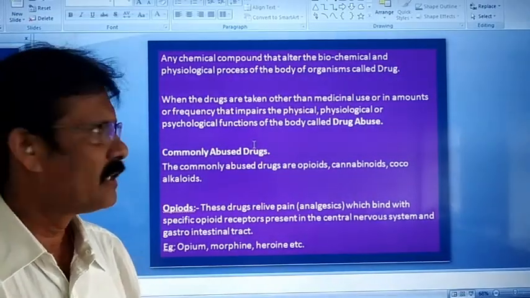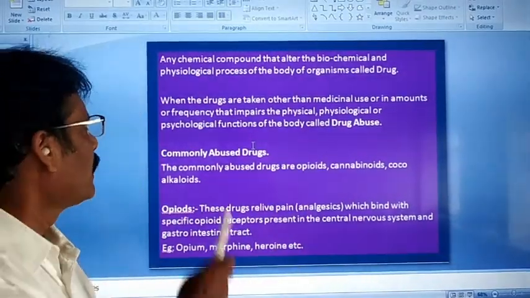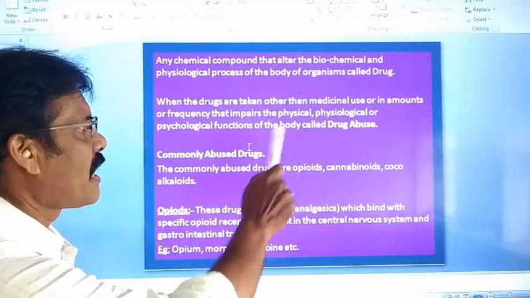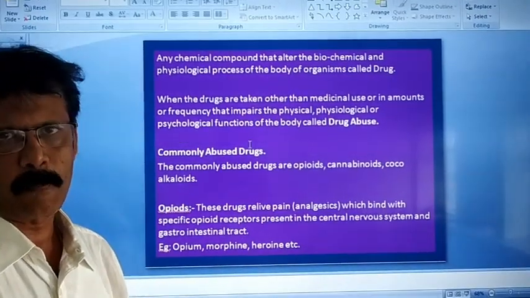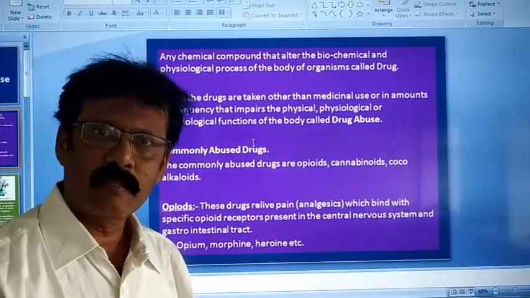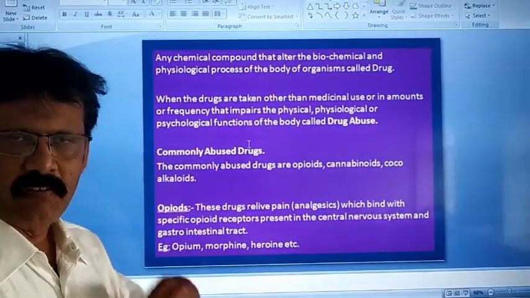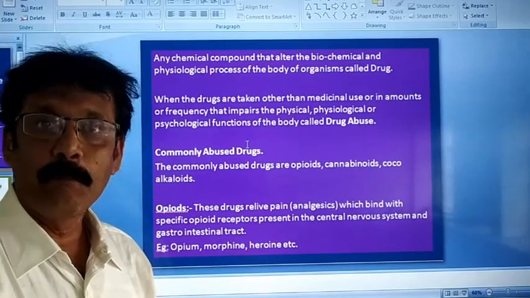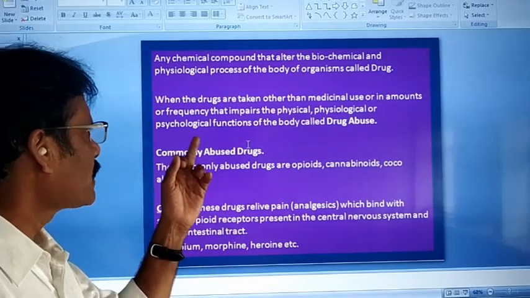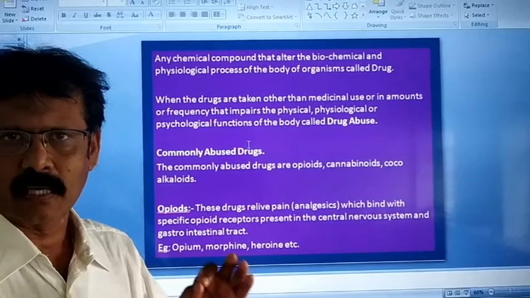So next point is, what is drug abuse? When drugs are taken other than for medicinal use, in amounts or in frequency that impairs the physical, physiological, psychological functions of the body, that is called drug abuse.